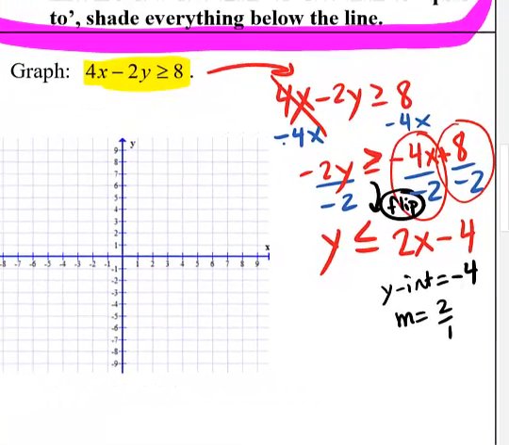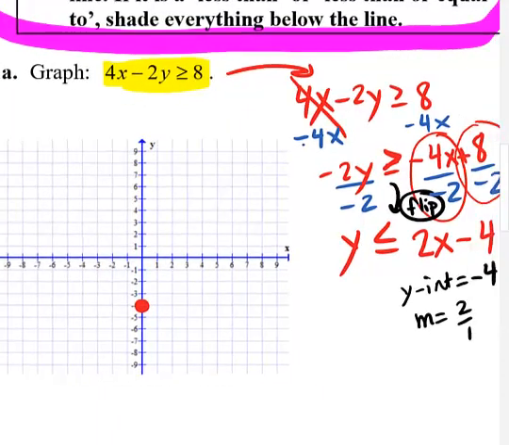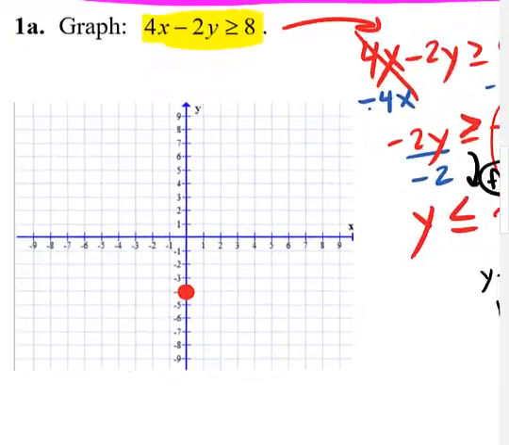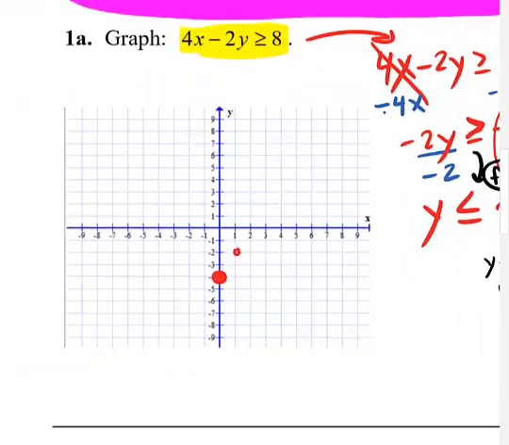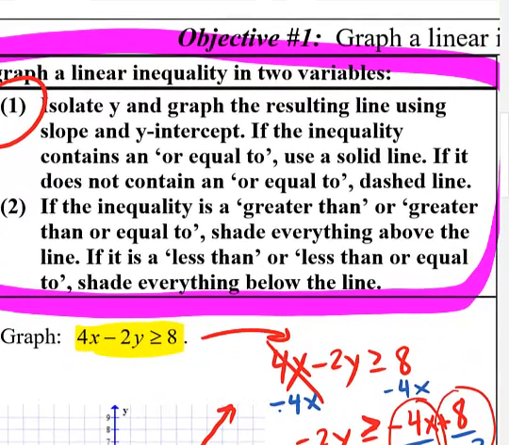If I have a y-intercept of negative 4, that means I put a point at negative 4 on the y-axis. There it is. And the slope is 2, which is 2 over 1. So I'll rise 2, run 1, up 2, right 1. There we go. And I'm going to just make a line through that. But we'll see that I should be careful, because what does it say in this description? It says, okay, isolate y and graph the resulting line using slope and y-intercept.